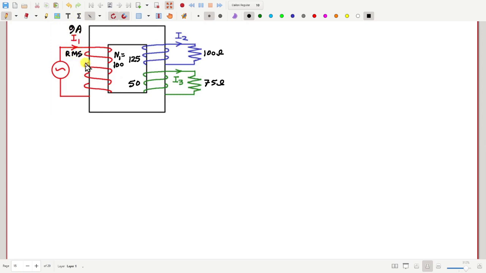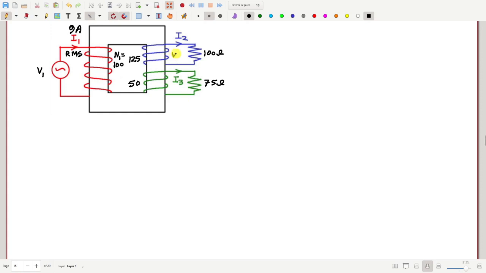So now we have to find out all other quantities which are not given. For example, currents I2, I3, and this voltage, call it V1, plus, minus, whatever. Just find the RMS value of V1. So that's the question. How can we proceed? What are the basic rules governing this transformer?